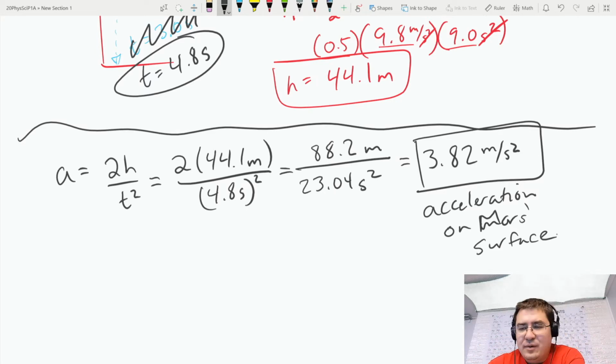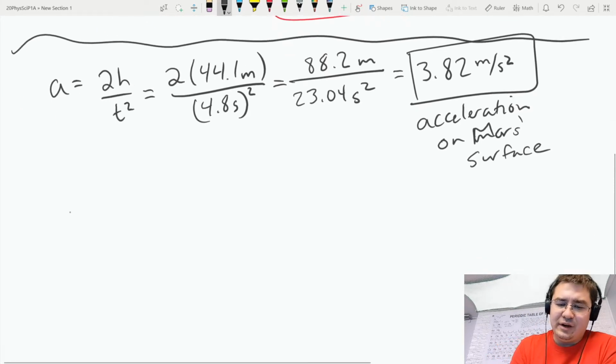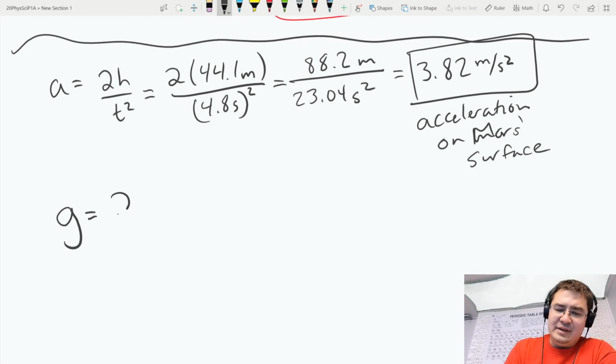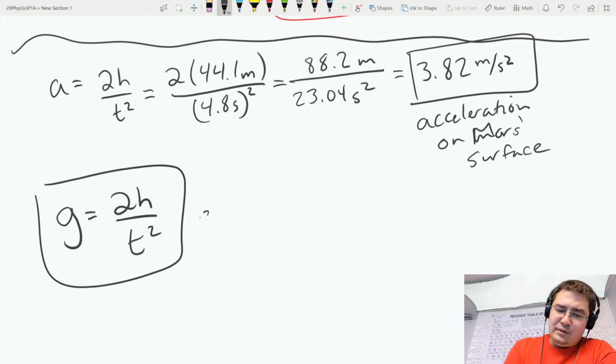Now, we're going to have you guys do a lab, and we're hopefully proving that 9.8 value. So your goal this time is to solve for G. So the formula we're going to use for the entire lab is going to be this one. And we're solving for G on Earth's surface.